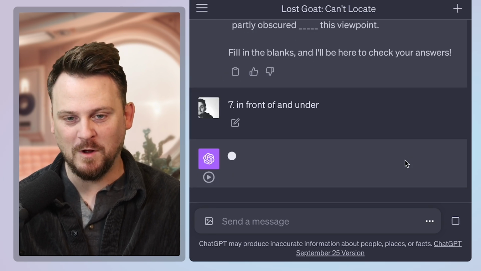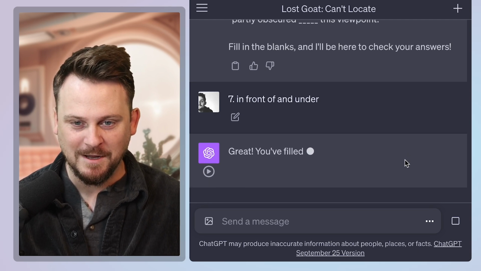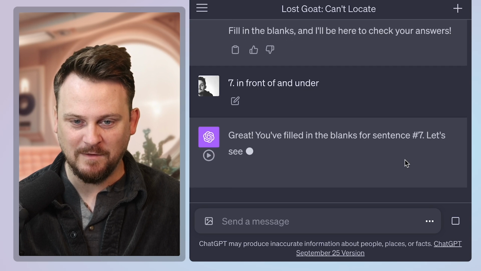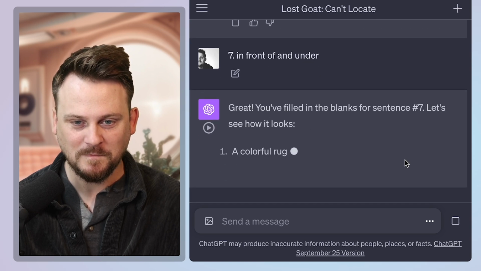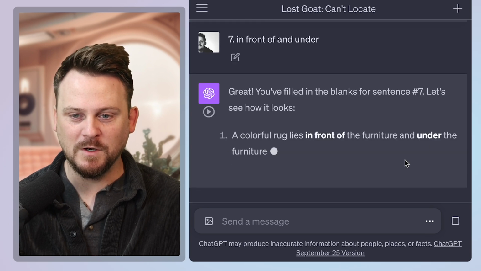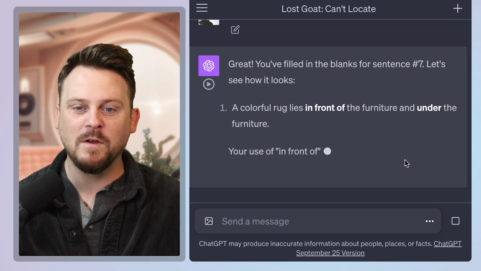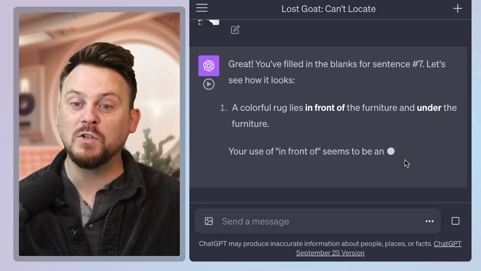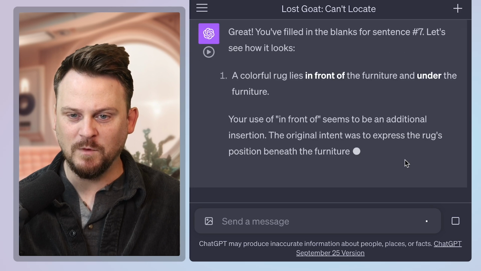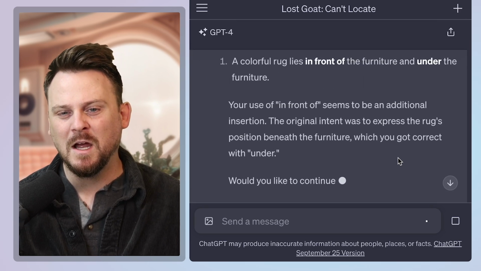And you would just go through and do all of these. Come on. Don't say I'm wrong. Great. You filled in the blanks for sentence number 7. Let's see how it looks. A colorful rug lies in front of the furniture and under the furniture. Your use of in front of seems to be an additional insertion. The original intent was to express the rug's position beneath the furniture.